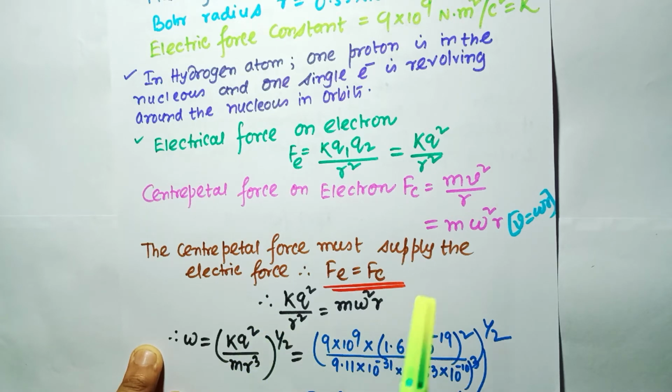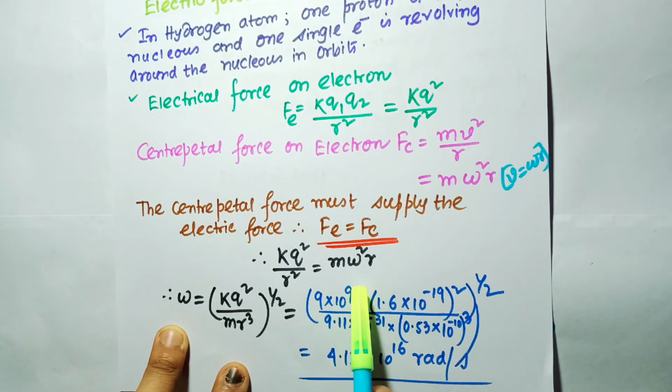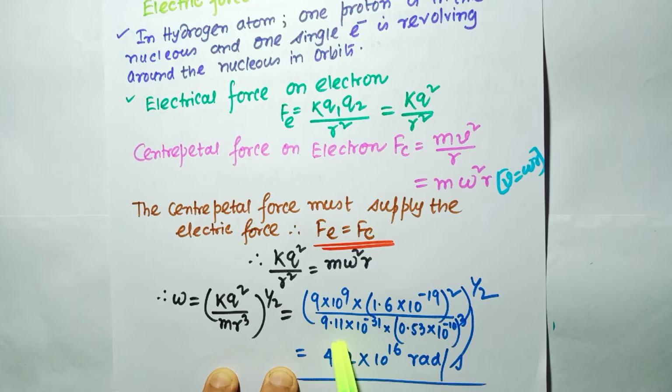So if we put the values of all the quantities, K is equal to 9 into 10 to the 9, Q is the charge of the electron or the proton, only the magnitude we are considering, so Q has a value of 1.6 times 10 to the minus 19 coulomb. M, the mass of the electron, is 9.11 times 10 to the minus 31 kg. I am putting all the values in MKS or SI units. And the first orbital radius is 0.53 times 10 to the minus 10, its whole cube. So omega comes out to be 4.12 times 10 to the 16 radian per second. Angular velocity has the unit of radian per second.